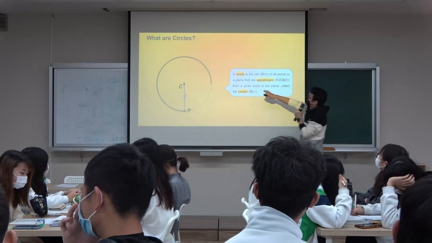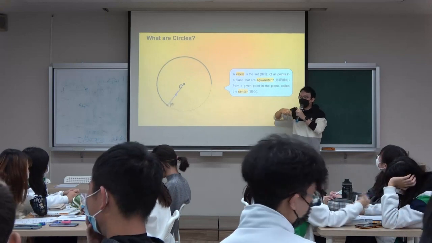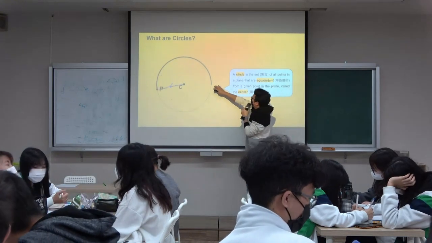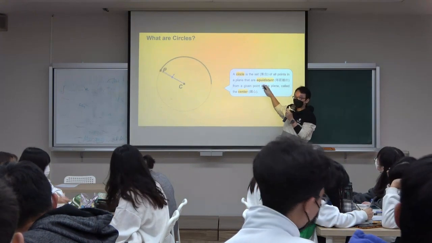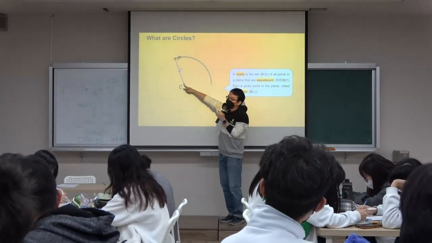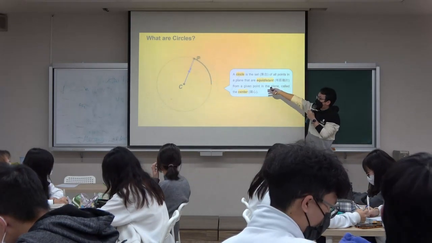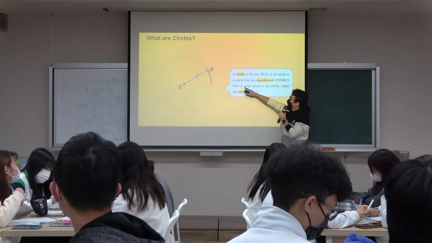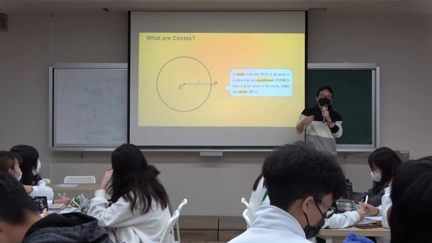Okay, let's see. A circle is the set. Set 是集合，就是把东西收集起来。Is the set of all points on the plane that are equal distance. Equal distance 就是等距离，就是这些点到某一个定点都等距离，我们把这些点收集起来呢，we call it a circle. Okay, and the given point we call the center of the circle.